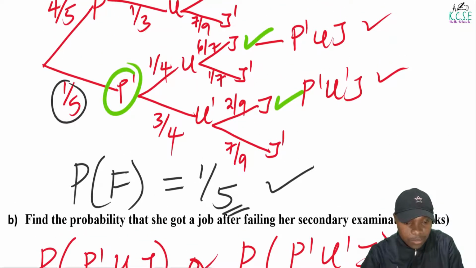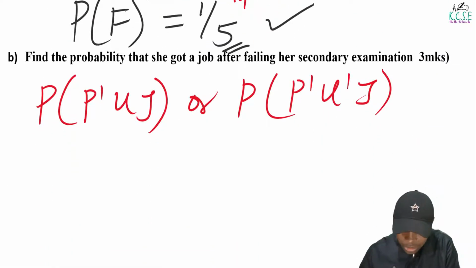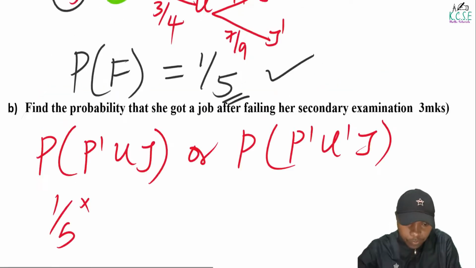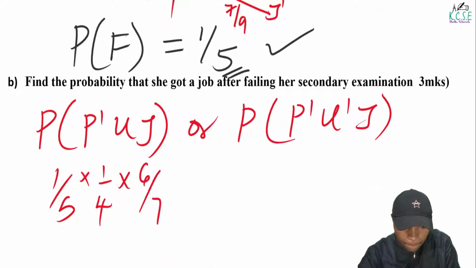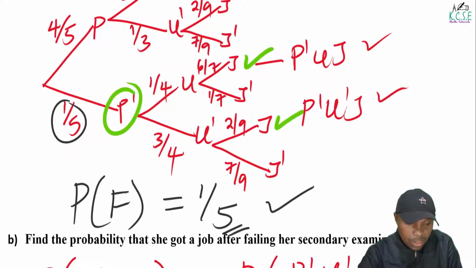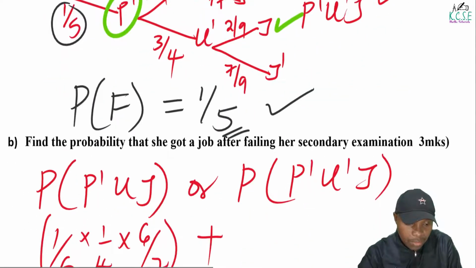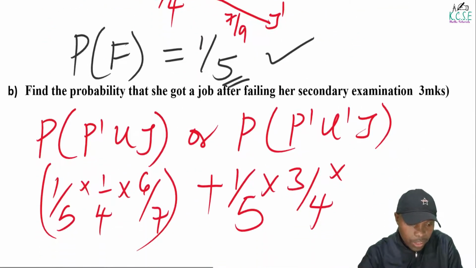Following the first branch, it is 1/5 times 1/4 times 6/7. Or, addition in probability, and then the other branch is this one: 1/5 times 3/4 times 2/9.